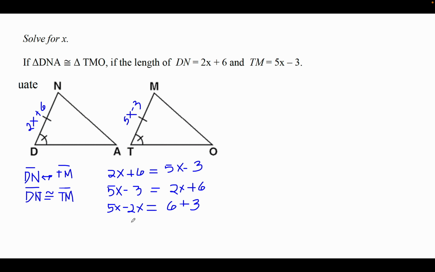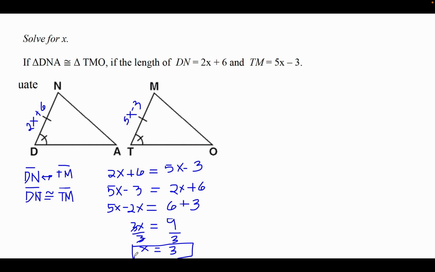That becomes plus 3. So take note, when transposing numbers, nagiging opposite yung sign. So 5x minus 2x, we have here 3x, is equal to 6 plus 3, we have 9. Then, we are looking for the value of x, so we need to divide both sides by 3. Okay? So therefore, x is equal to 9 divided by 3, that's it. So x is equal to 3.